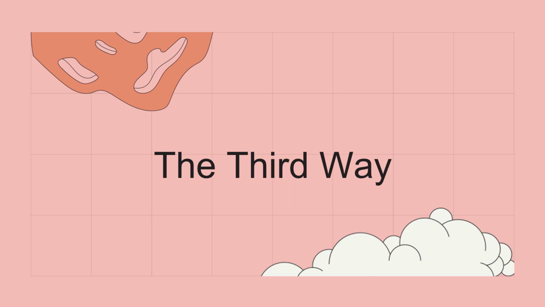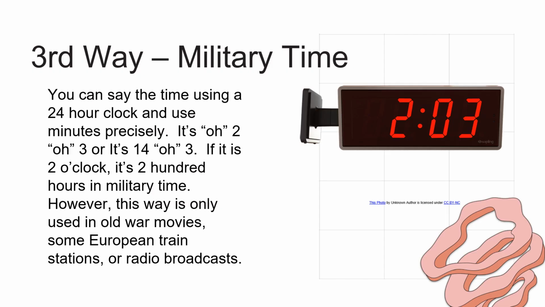The third way. The third way is military time. You can say the time using a 24-hour clock and use minutes precisely. It's 02:03 or it's 14:03. If it is 2 o'clock, it's 200 hours in military time. However, this way is only used in old war movies, some European train stations, or radio broadcasts.